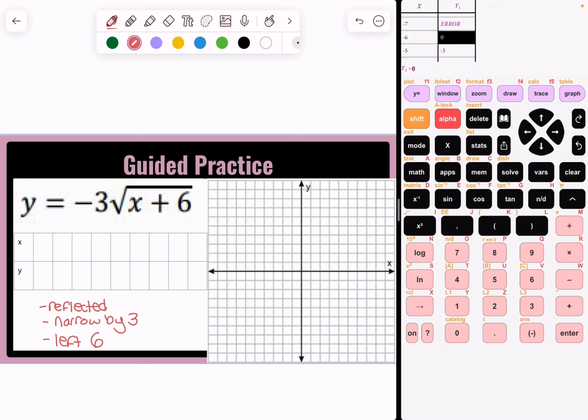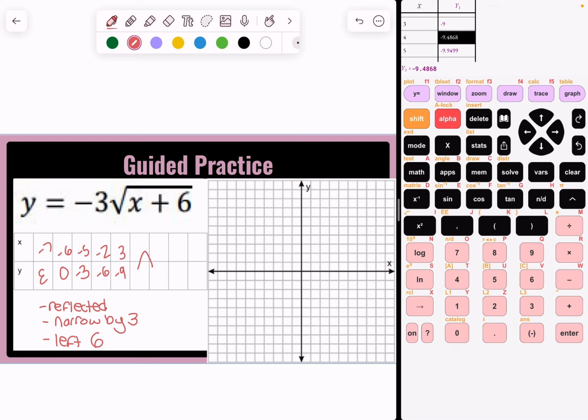Negative 7 is an error. I just want to remember that so I don't put my arrow on that side. Negative 6, 0. Negative 5, negative 3. Negative 2, negative 6. I'm not going to bother graphing any of those decimals. 3, negative 9, and the number's going to get too big. There will be an arrow on this side.